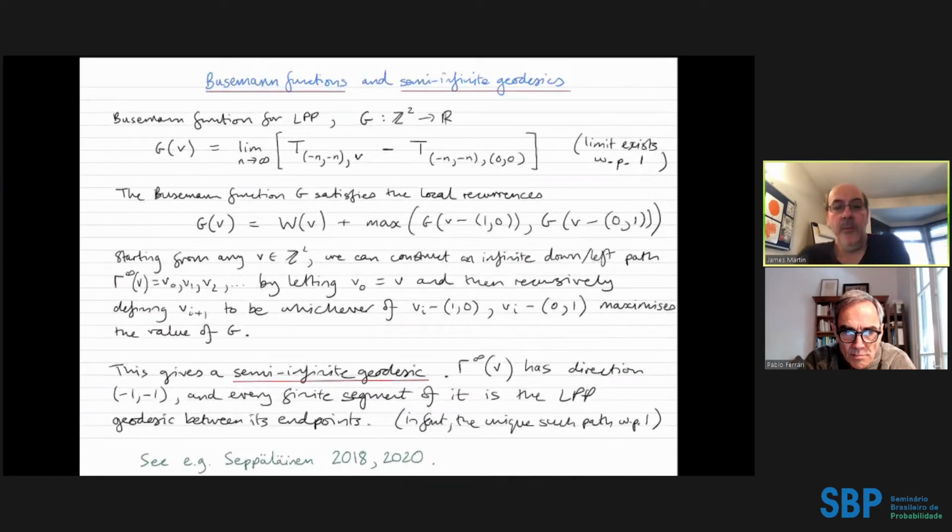Okay, so I need to introduce a few more technical things. So this is the idea of semi-infinite geodesics for the last passage percolation problem and Busemann functions. So what is a semi-infinite geodesic? So let me tell you first just heuristically, we can look at the geodesic from, let me maybe just draw this briefly here.